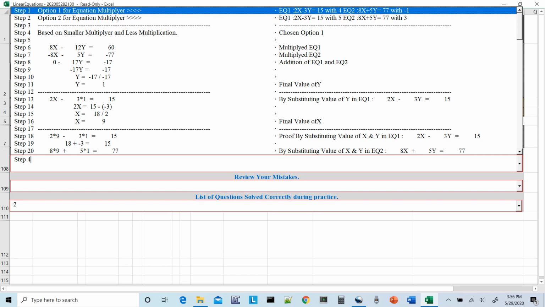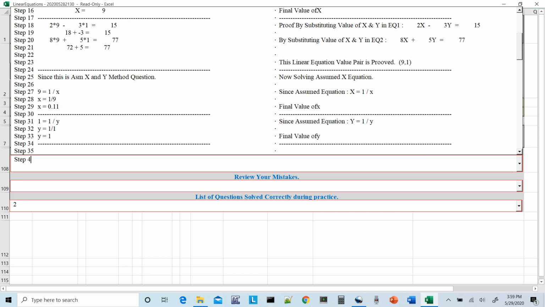And ultimately, since this is an assumed variable, your original x, okay, here it has given the proof. Now since you were supposed to calculate small x, this is an assumed equation. X is equal to 9. Look at step 27. X is equal to 9. That's the reason small x is equal to 1 upon 9. And in the same way y is equal to 1 upon 1. These are your final values, and the proof of the original equations. Fantastic. So this is the way assumed-variable equations are solved.